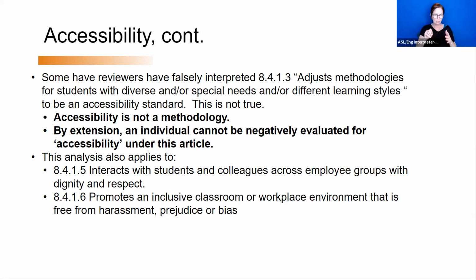Also, there are some other standards where people have been given a less than satisfactory ranking. 8.4.15: interacts with students and colleagues across employee groups with dignity and respect. Again, this is not an accessibility standard. Promotes an inclusive classroom or workplace environment that is free from harassment, prejudice, or bias. Again, not an accessibility standard. Generally, 8.4.16 is something that comes up if people have made homophobic, racist, or other phobic comments in their classroom directed at a student, generally also substantiated by student complaints.